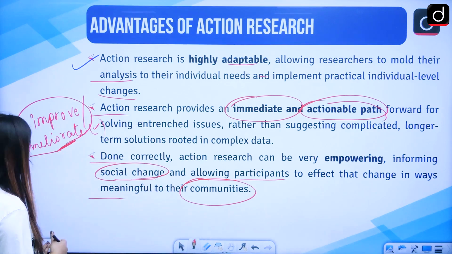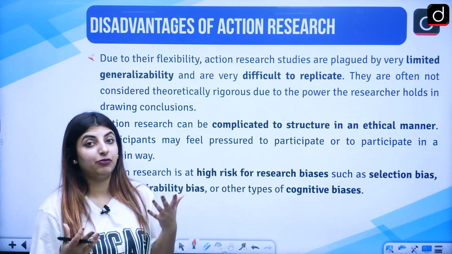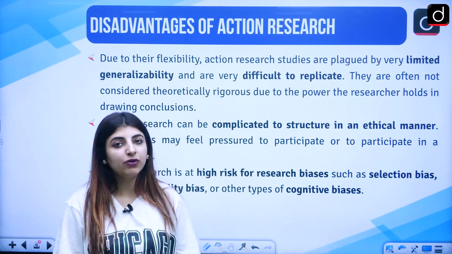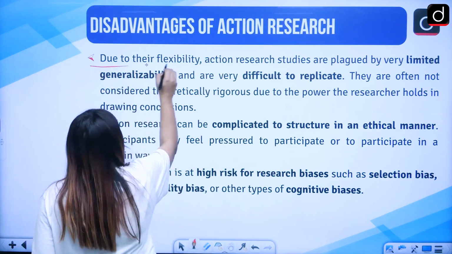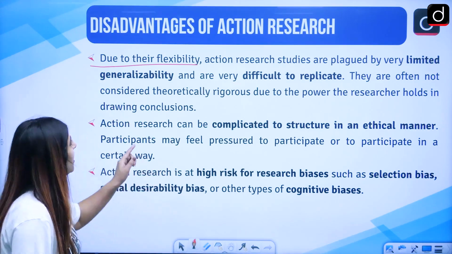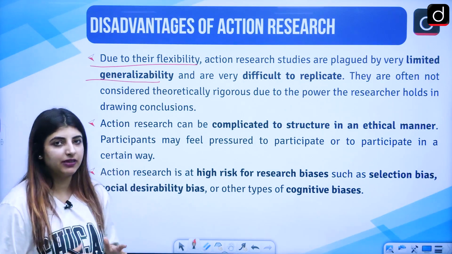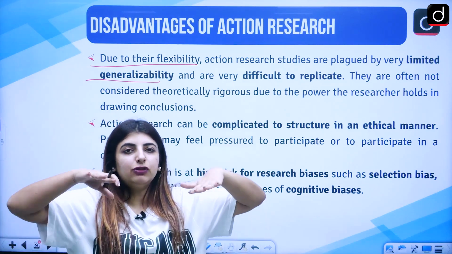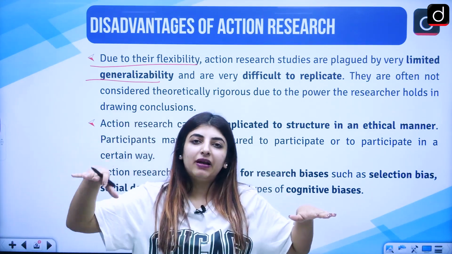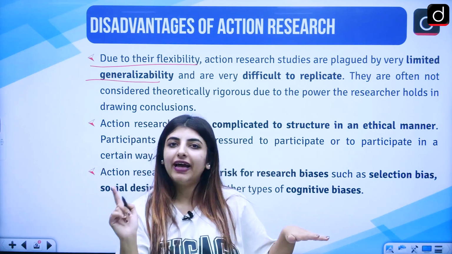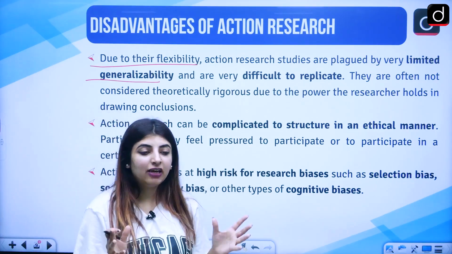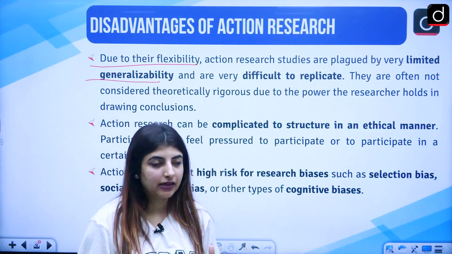So these are certain advantages of action research. But when we talk about the disadvantages that also come with it, of course, because we know that every coin has two sides. So this will also have its disadvantages. Number one is, due to its flexibility, action research studies are plagued by very limited generalizability. Which means, as I was drawing the comparison between action and applied research, the conclusions of the applied research can be applied or generalized. But on the action research, you cannot generalize findings. Limited scope is there for the generalizability, right?